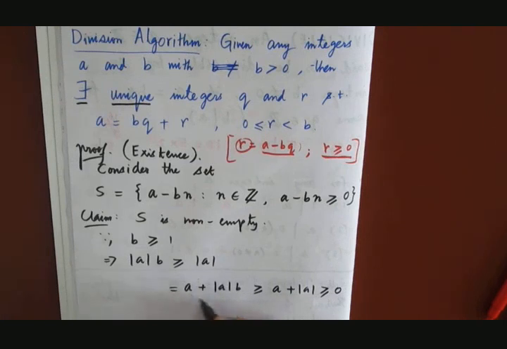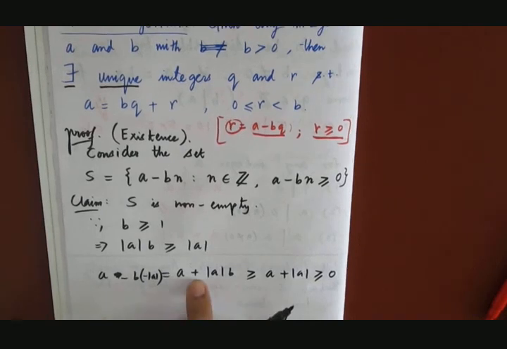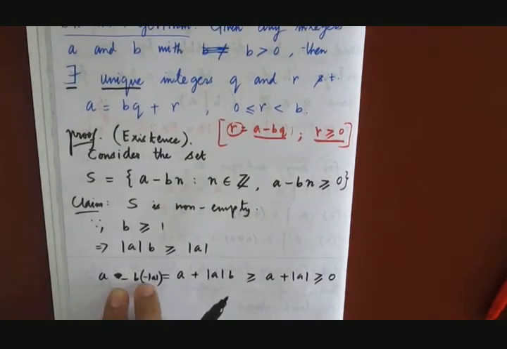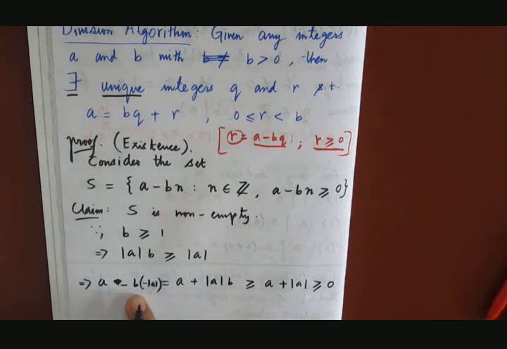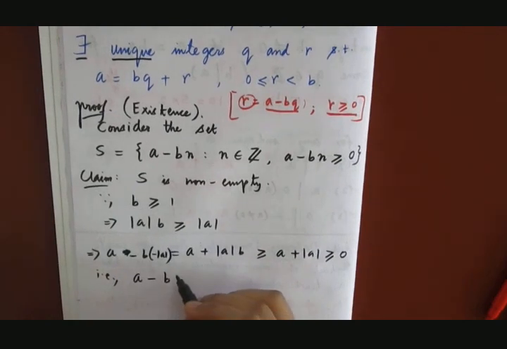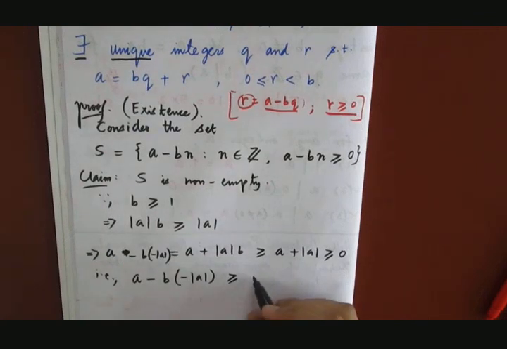Now, how can this be rewritten? I am writing this as A minus B times minus modulus A. Just in place of this plus, I am writing minus of minus. So do you agree these two are the same thing? Getting my point? I am just rewriting this as this. Now you see what I am getting: A minus B times minus modulus of A, and this is greater or equal to 0.